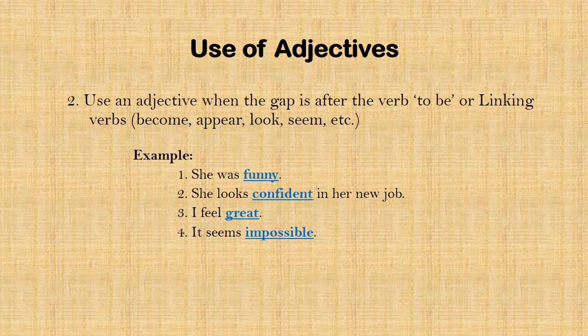In the rest of the examples, looks, feel, seems are linking verbs. We have already come to know that an adjective is used after a linking verb. So we have used the adjectives confident, great, and impossible in the examples. Try adjectives if there is a gap after a to be verb or a linking verb.